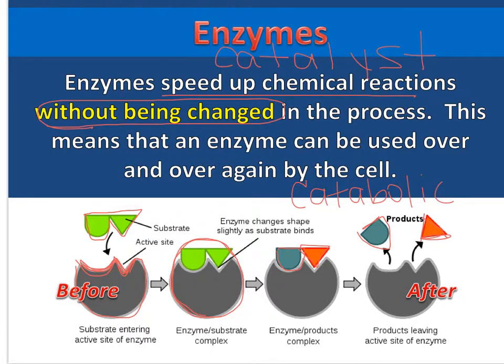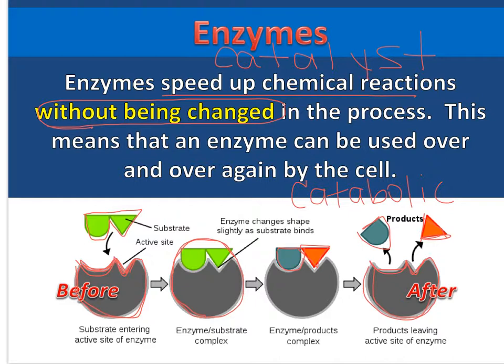Remember, anabolic is to build. So if I had 2 substrates coming in and it came out as one product, that would be anabolic. So enzymes can be used over and over again by the cell. Now this enzyme, you see how it's not changed? It stayed exactly the same as when it started. So now the next substrate can come in and do the same thing.